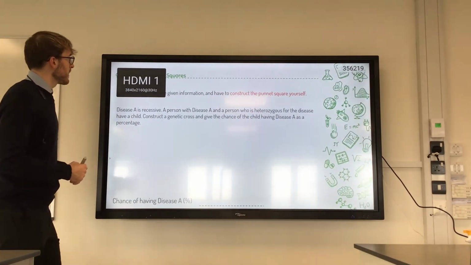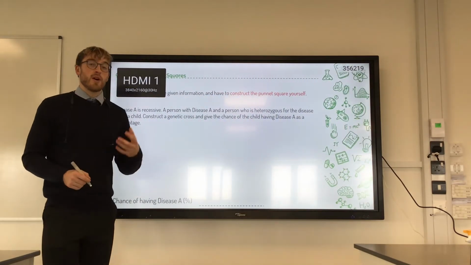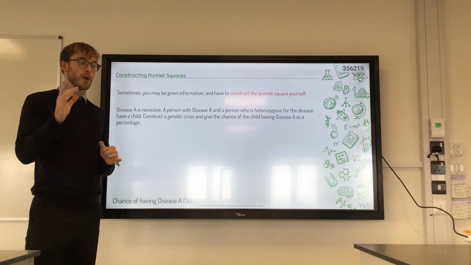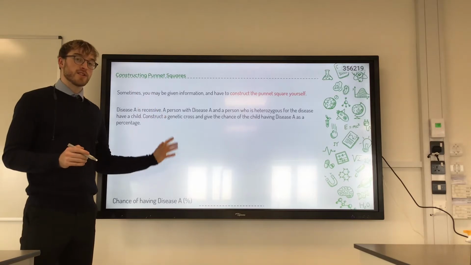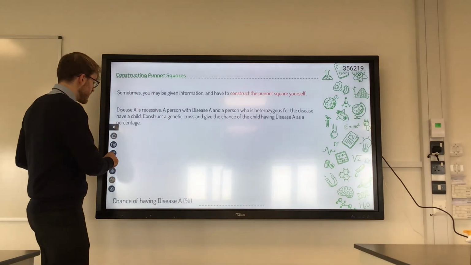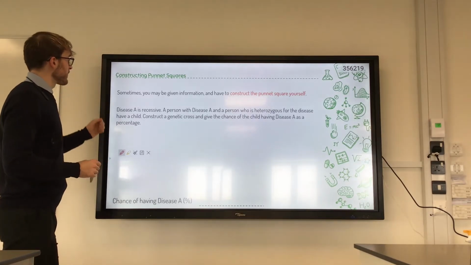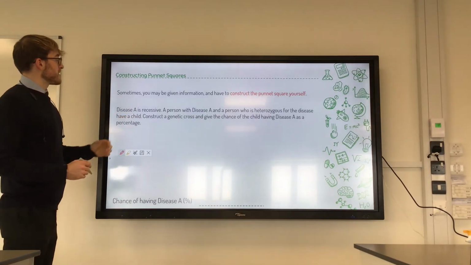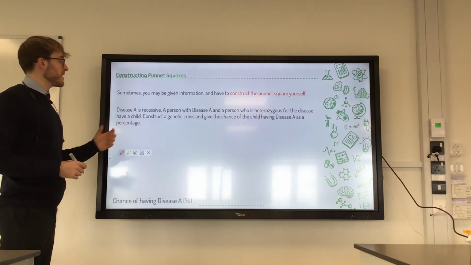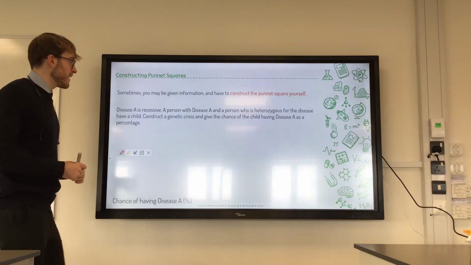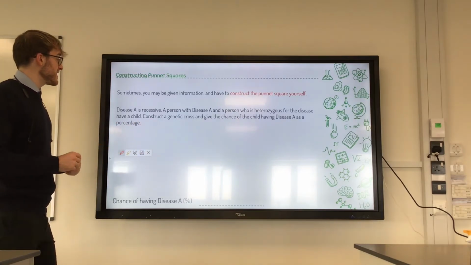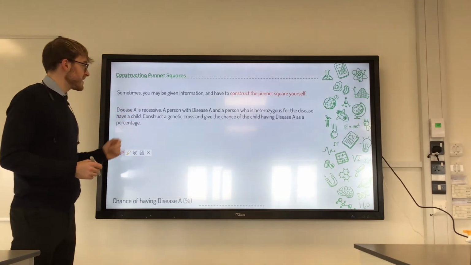So we then have a question here on constructing a genetic cross. This is higher tier content. If you're not doing higher, you won't be expected to construct one, but it is helpful to be able to do. So we're told in this question that disease A is recessive. A person with disease A and a person who is heterozygous for the disease have a child. Construct a genetic cross and give the chance of the child having disease A as a percentage.